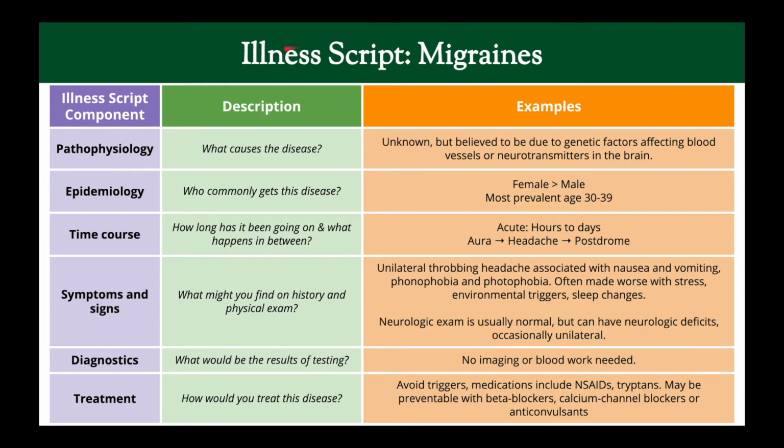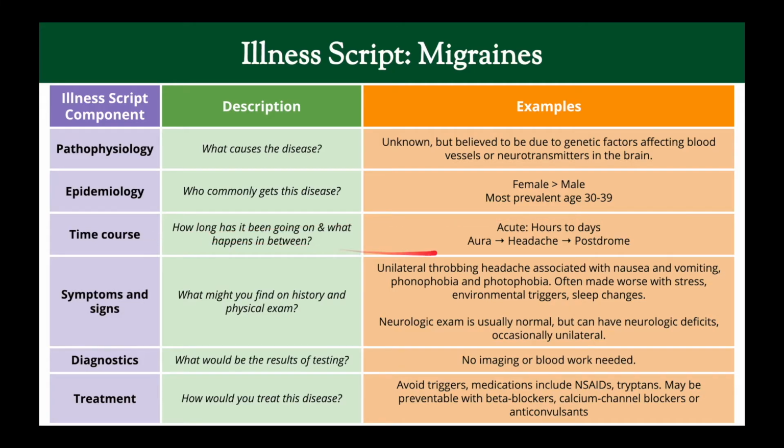And here's an example of an illness script for migraines. All right, and so I just wrote some stuff down here. So the pathophysiology is unknown, but maybe it's some genetic factors affecting blood vessels or neurotransmitters in the brain. Epidemiology, females get it more than males. And maybe this is the age group, the 30s.